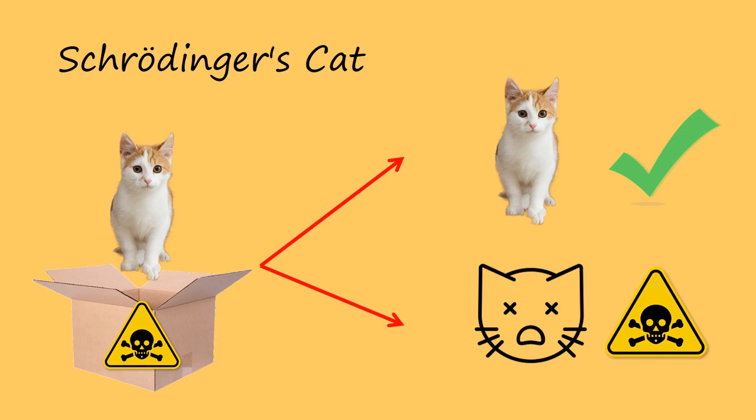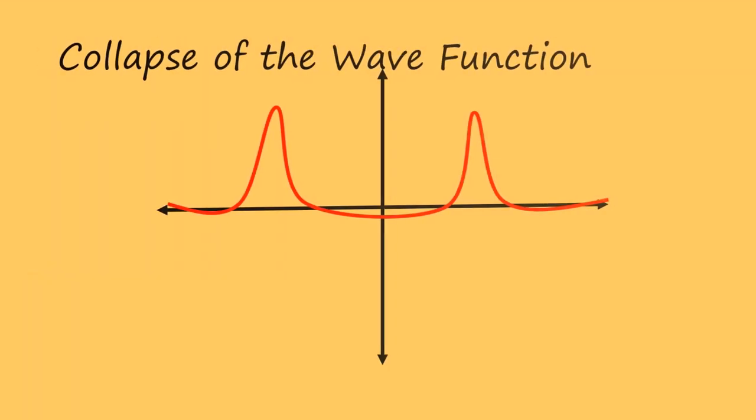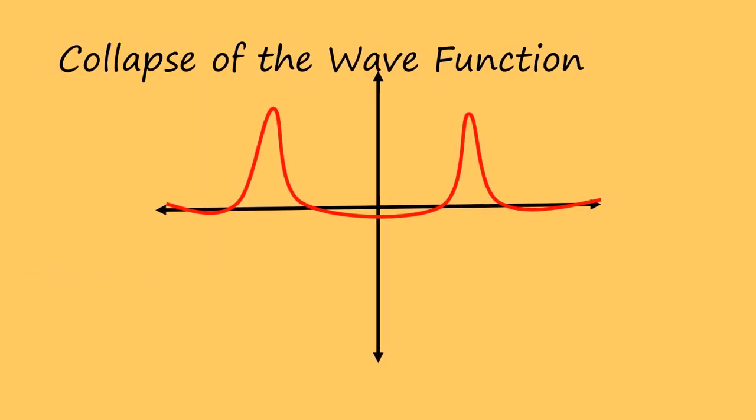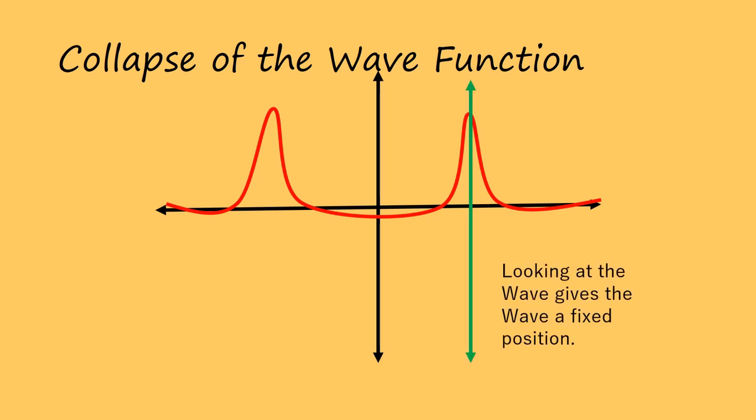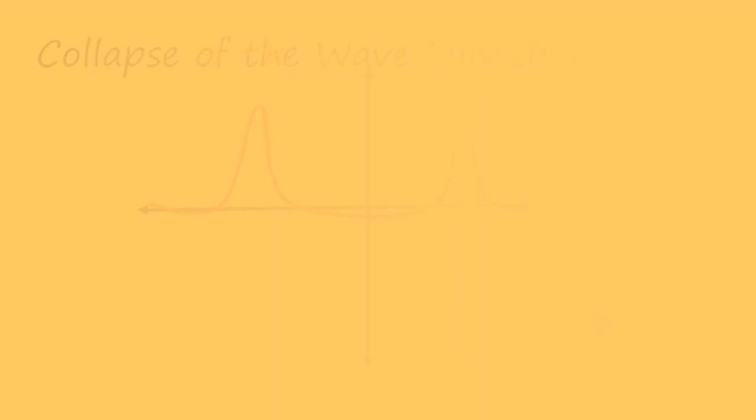The action of opening the box collapses the wave function, or the probability wave. The wave would then have a definite state and turn into a particle. The act of looking at the wave turns the wave into a particle and collapses its wave function. To date, nobody has ever observed a wave function.